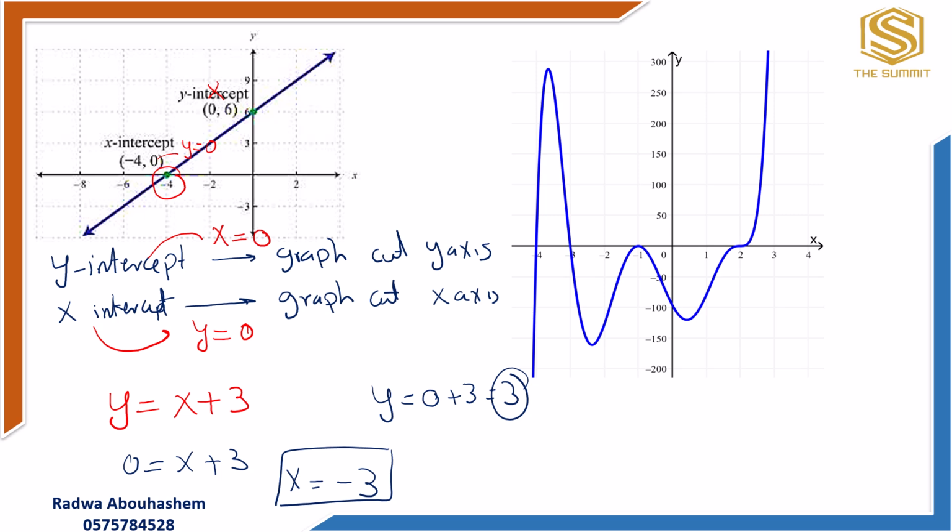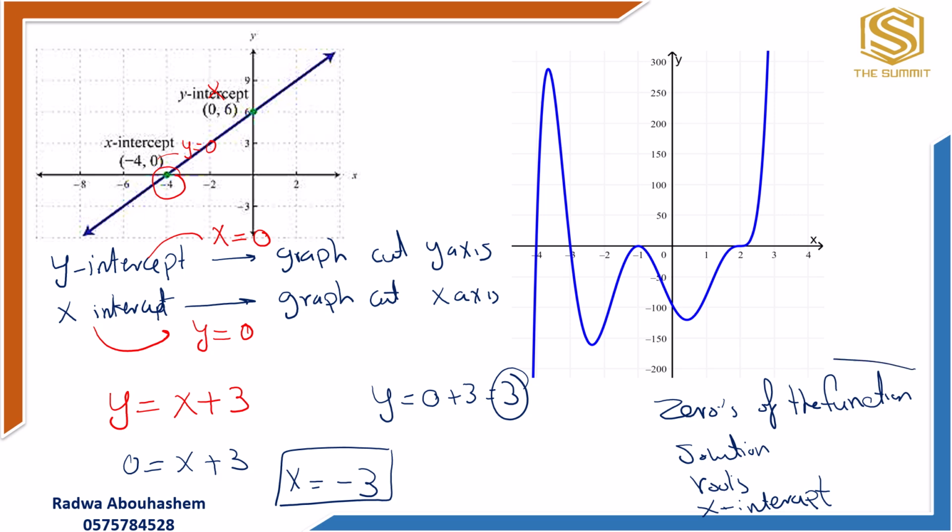Another thing that I have to know is that the x-intercept has many names, like zeros of the function, solutions, roots, x-intercept. All of these have the same meaning: where your graph cuts the x-axis.